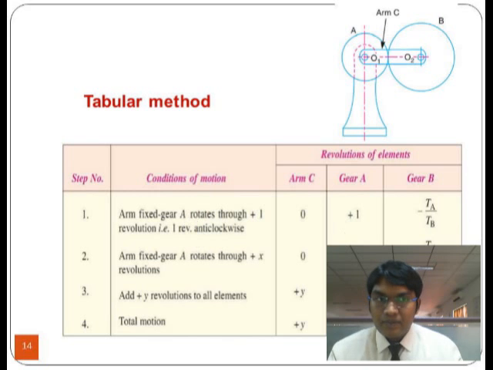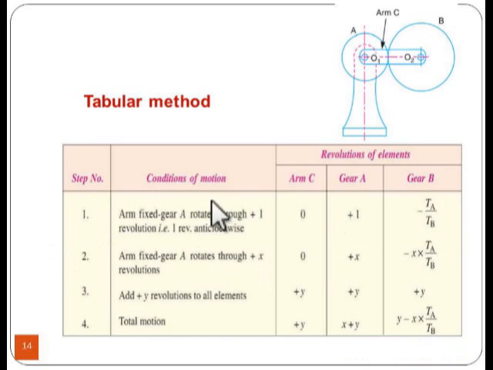In this case you see the arm is fixed, and we are moving B around it. The gear A we are going to rotate, and B is going to rotate around it. We are going to fix arm C now. Now let's look at the first thing.